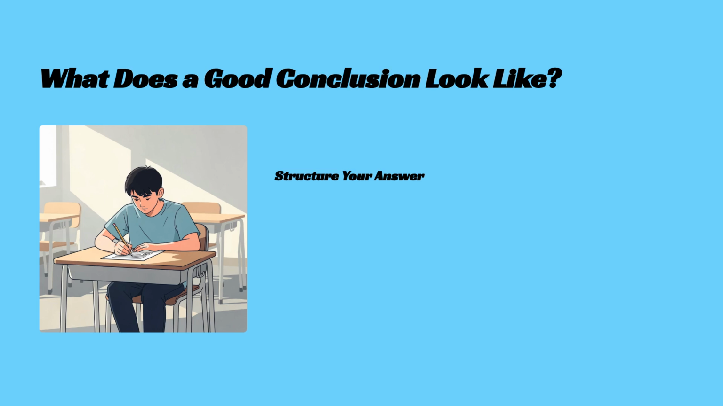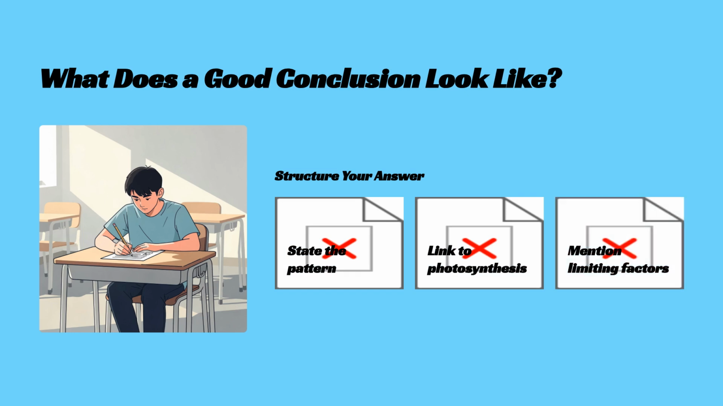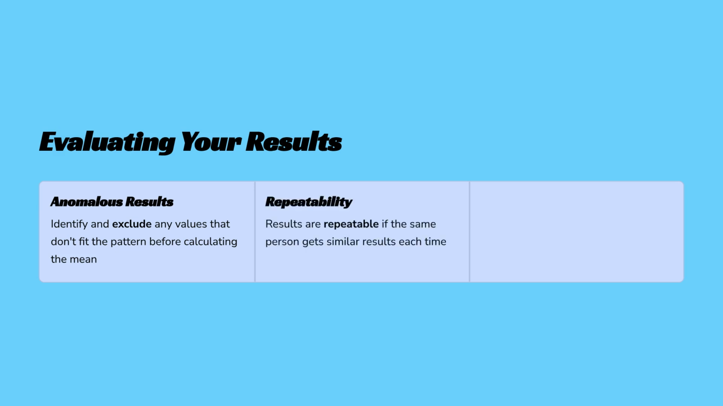A good conclusion has a 3-part structure. State the pattern observed, link the pattern to photosynthesis, and mention the role of limiting factors. When evaluating results, exclude anomalies before calculating the mean. Remember, repeatability means the same person gets similar results, and reproducibility means different people get similar results.